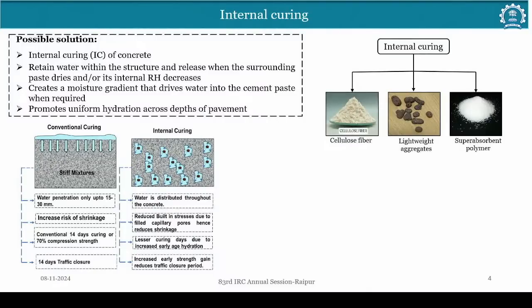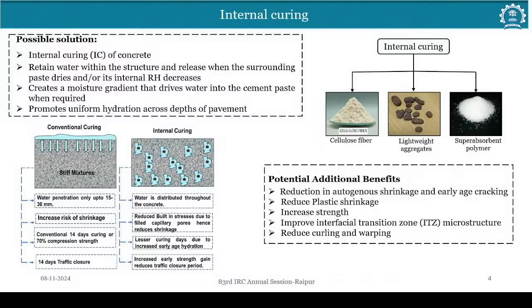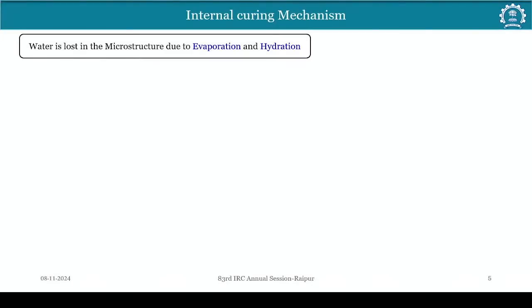So what is this internal curing and how could this be done? There are basically three most prominently used internal curing agents. One is cellulose fiber, second is lightweight aggregate, and third is superabsorbent polymer. In my study, I have used expanded clay aggregate, a lightweight aggregate, as an internal curing agent. So the potential benefits of this curing would be reduction in autogenous shrinkage and early age cracking, which is happening in the early ages. Then it will reduce the plastic shrinkage cracks and improve the ITZ of the microstructure, and this will reduce the curling and warping. So now let's understand deeper what this internal curing mechanism is and how it takes place.